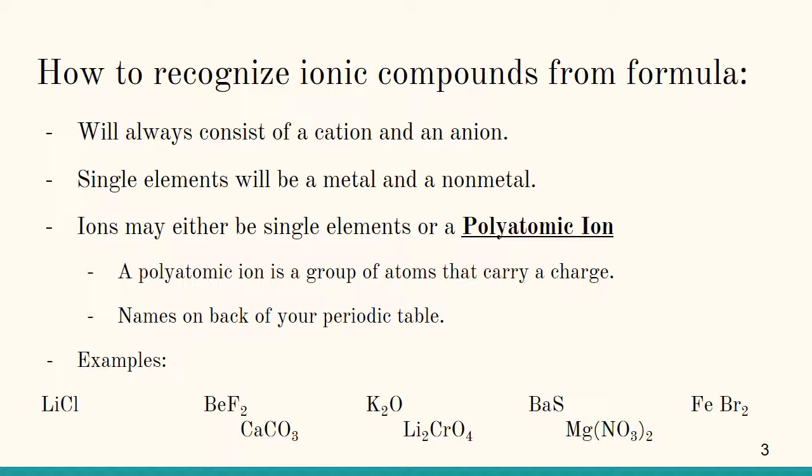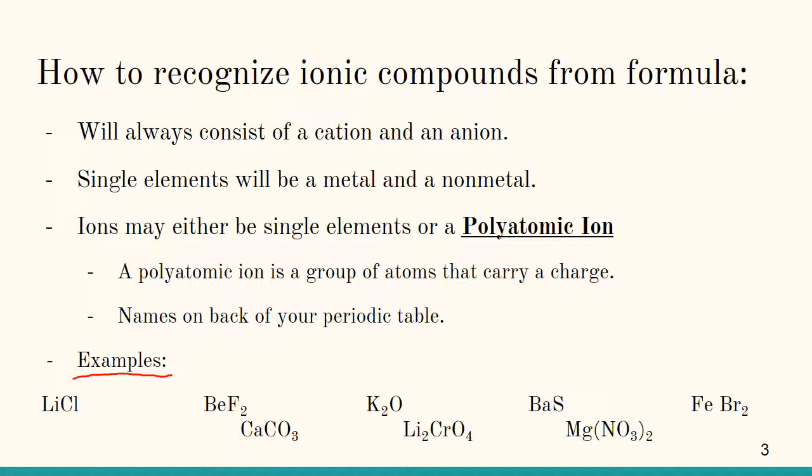However, we don't always have to have just elements. We can have a group of elements together, all carrying a charge, and that thing would be called a polyatomic ion. So, a polyatomic ion is just going to be like a normal ion, but there's a few atoms all together that we treat as one unit. Some common polyatomic ions are going to be on the back of most periodic tables.